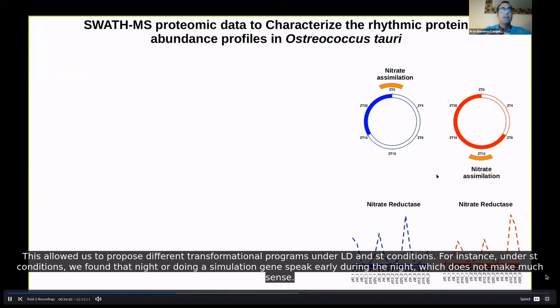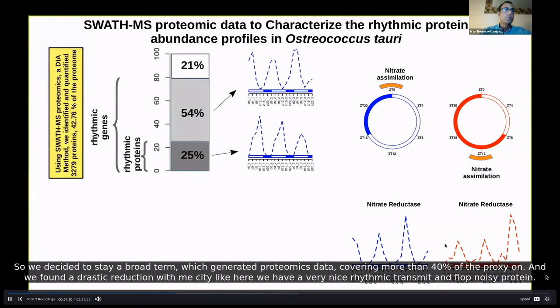For instance, under SD conditions, we found that nitrogen assimilation genes peak early during the night, which does not make much sense. So we decided to study the proteome. We generated proteomic data covering more than 40% of the proteome, and we found a drastic reduction in rhythmicity. Like here, we have a very nice rhythmic transcript and a flat, noisy protein.